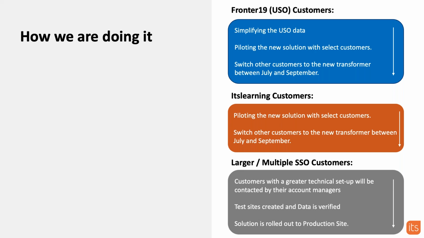We're basically just quality assuring that what we're putting in place for those more complex customers is correct. And then we put it out to production. We don't expect any issues, but it's a good practice QA thing to do. So that's how we're doing it and when we're doing it. It's kind of that simple, really.